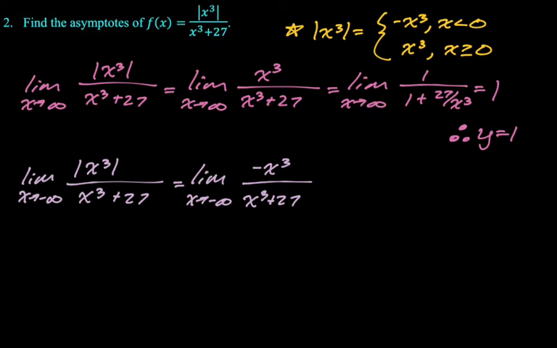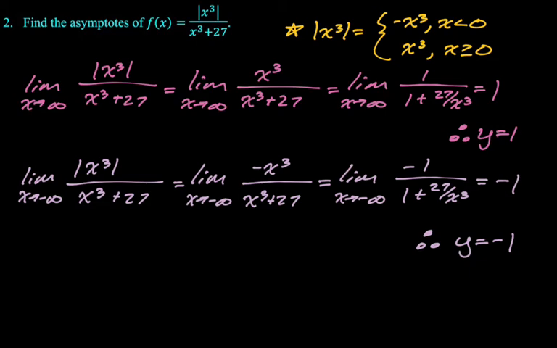And then we divide through by the highest power of x in the denominator, giving us negative 1 over 1 plus 27 over x cubed. If x goes to negative infinity, 27 divided by infinity is still 0. So we are left with only negative 1. So y equals negative 1. And now I have to handwrite this in on the fly. And as you may know, I hate that.